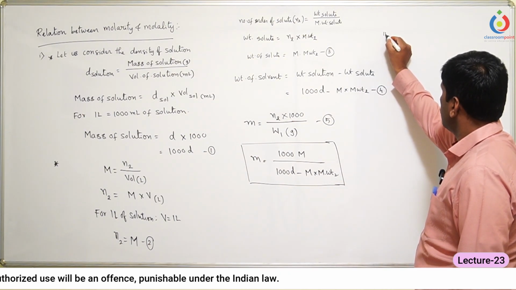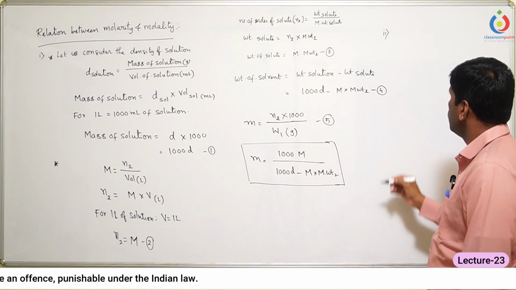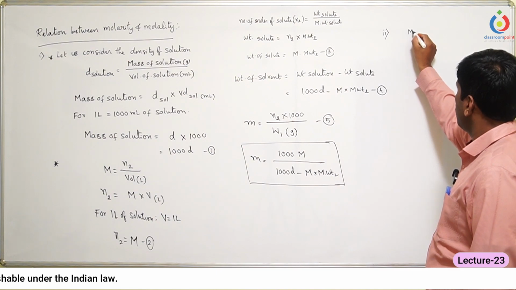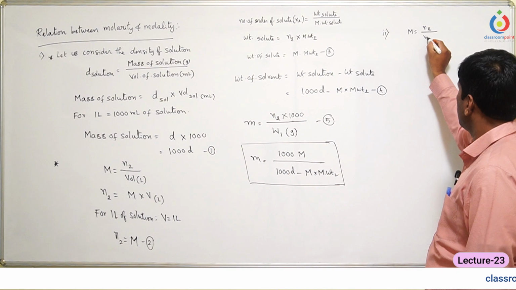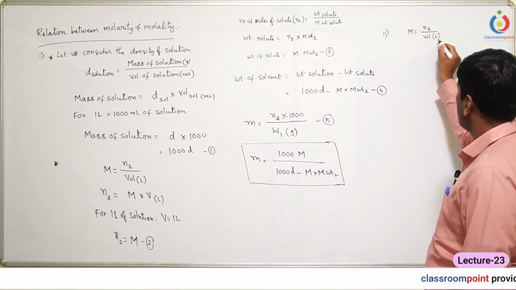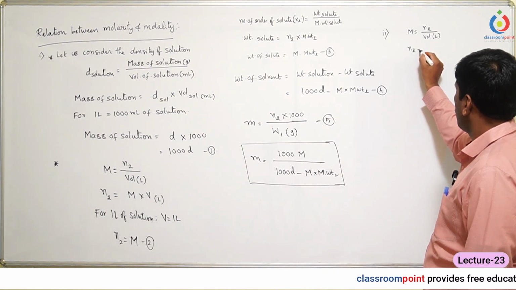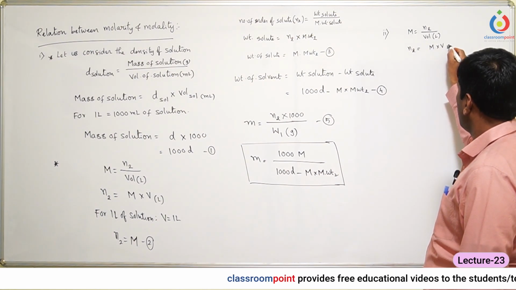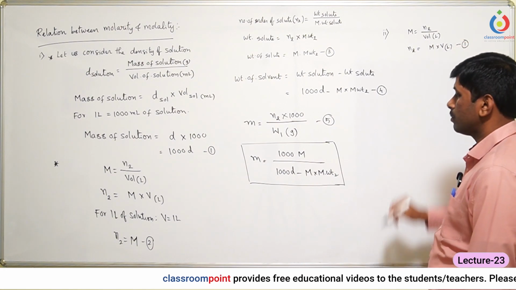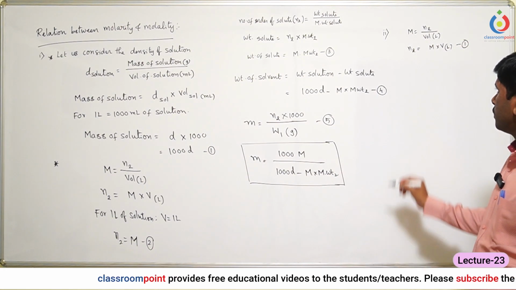So, second method. We know that molarity is equal to the number of moles of the solute divided by the volume of solution in liters, and the number of moles of solute equals molarity into volume of solution in liters. Let this be equation number 1.